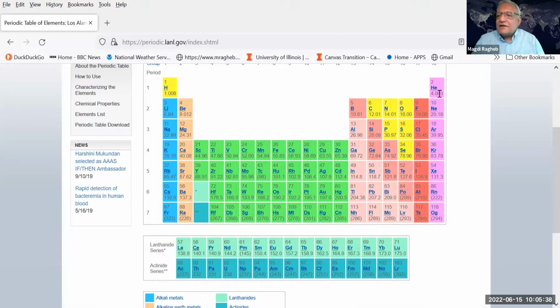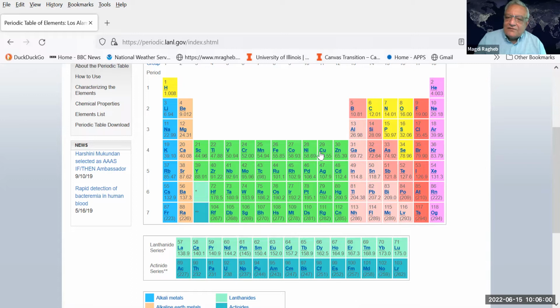noble gases like helium, neon, argon, krypton, xenon, radon, and I don't remember this one, I think. I'm not sure it's a new element. So this is the electronic structure, the number of electrons in the outer layers.